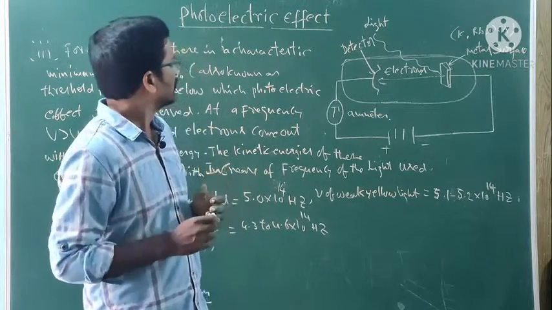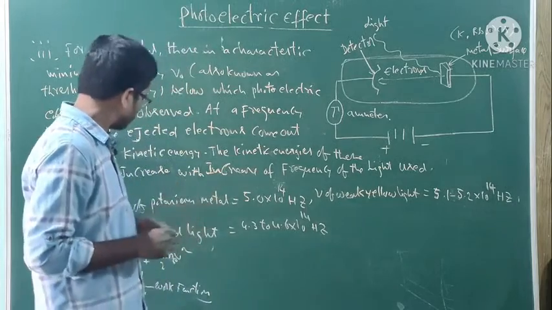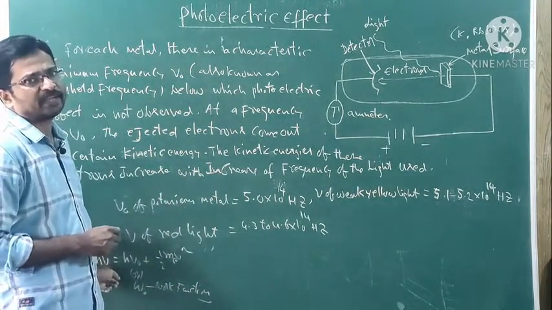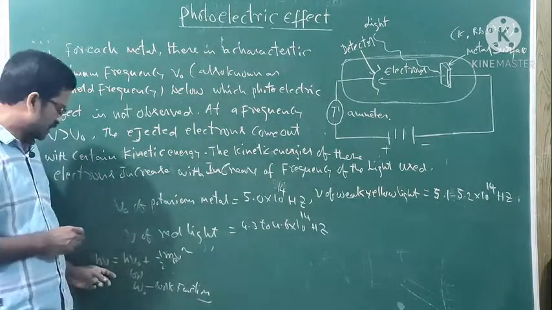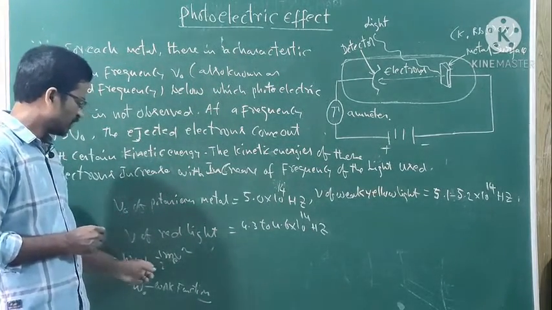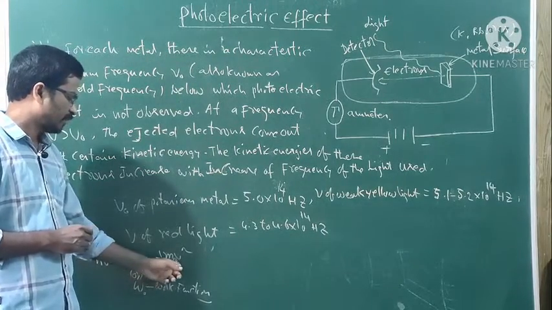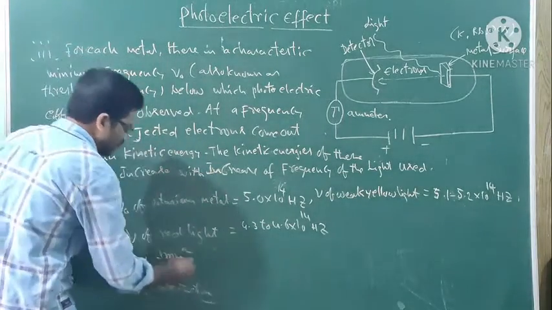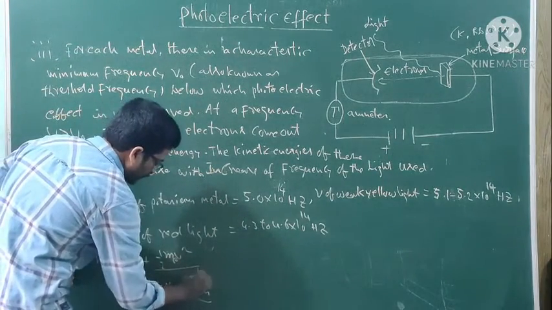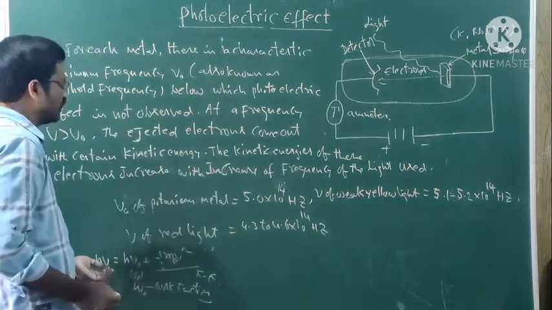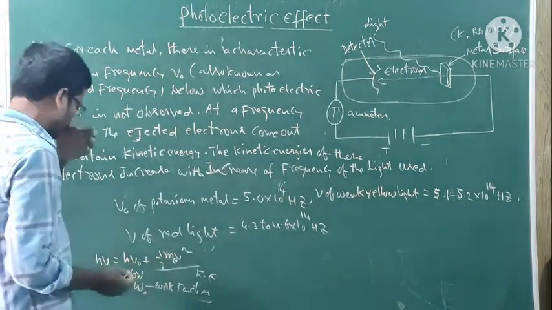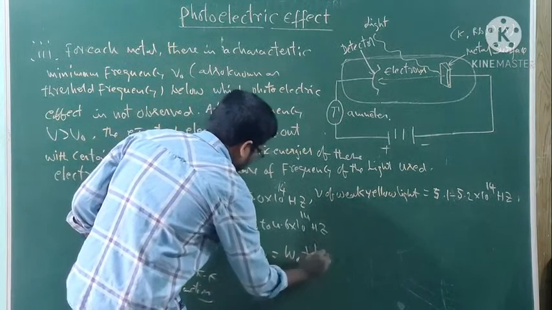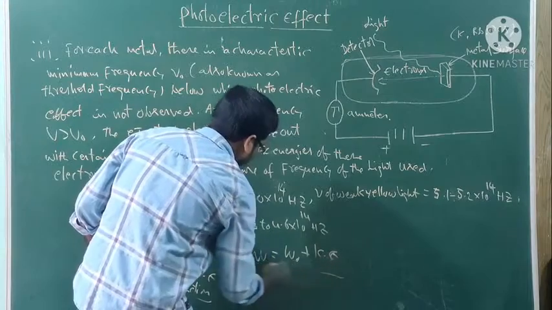Next, you can also understand one more point. Based on the photoelectric effect, the equation is derived: h nu is equal to h nu naught plus half m v square. Half m v square is known as the kinetic energy of the electron. You may write this equation as h nu is equal to work function plus KE.